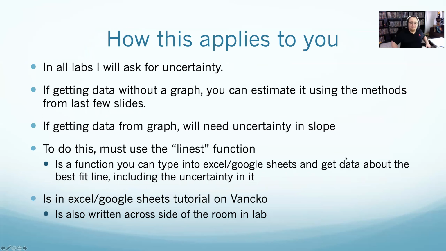I mean, this is how it gets involved in you. In all labs, or most labs, I'm going to ask for uncertainty. There's a few I don't. And if you're getting data without a graph, you can estimate it using the methods on the last few slides. But if there's a graph, you're going to need the uncertainty and slope. And to get the uncertainty and slope, we're going to use something called the LINEST function. The LINEST function can be done in Excel or Google Sheets. How to do it in each is slightly different. My Excel and Google Sheets tutorials walk you through the process.